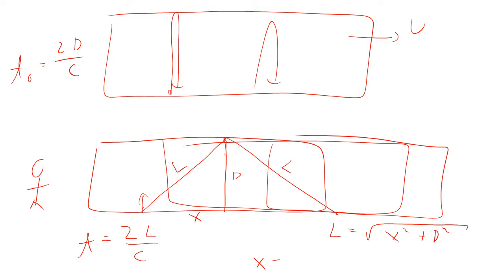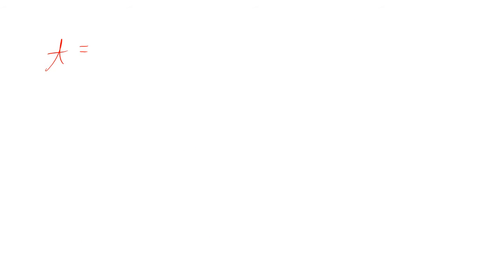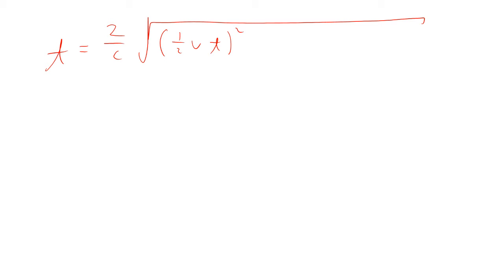X is just equal to the velocity times the time. The time is actually 1/2 of the total time, because that's just L, only 1/2 the distance right there. So if I plug this into L, and plug that back over here, we see that the time is going to be 2 over C times the square root of (1/2 VT) squared plus D squared.